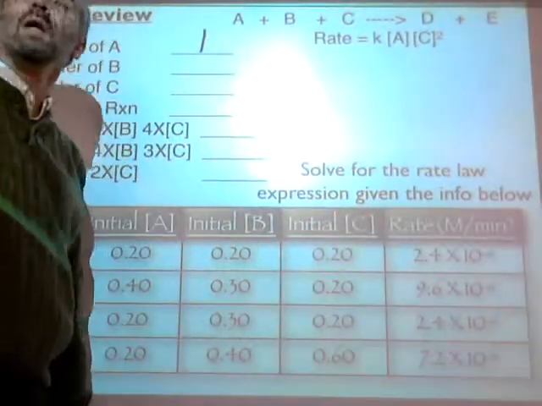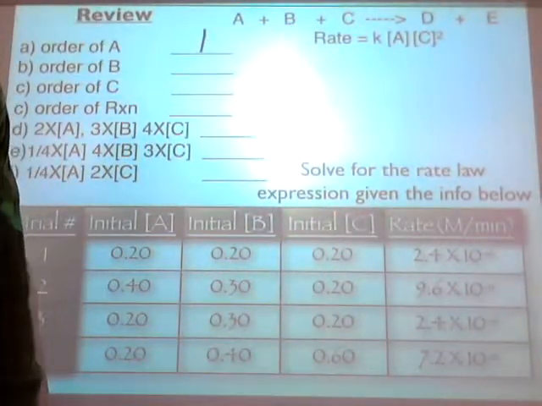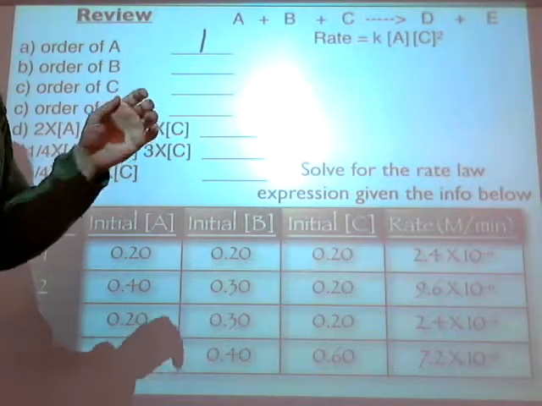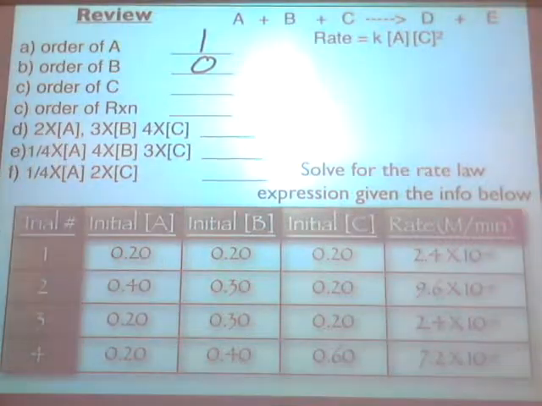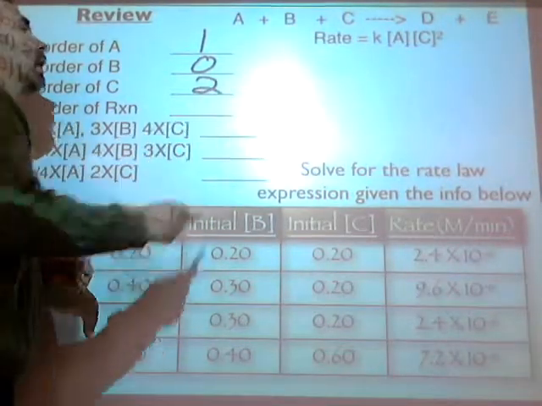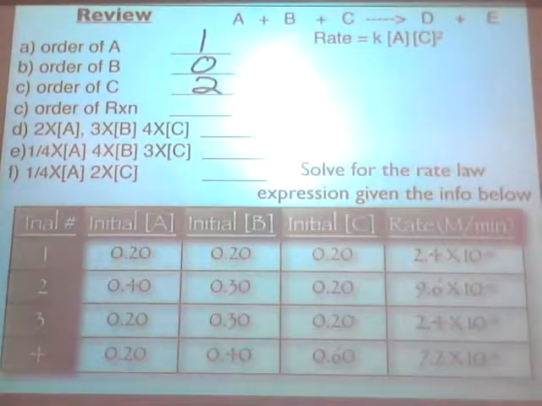Don't expect to see a 0 above B or any other guy. It's just not going to be there. Anybody who's not there means he was not involved in the slow step. So 0. What about C? Second order.